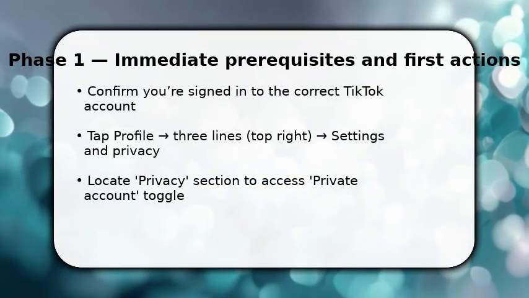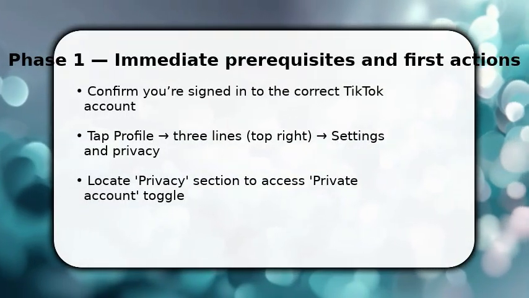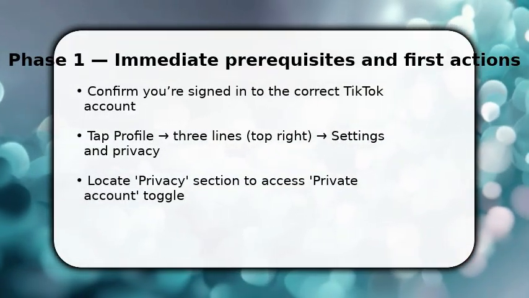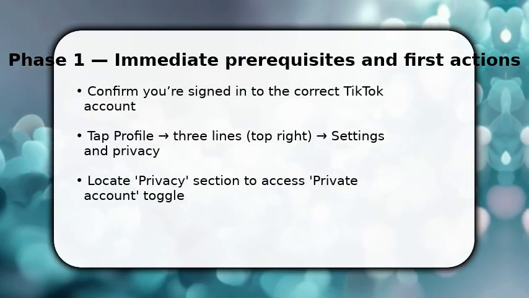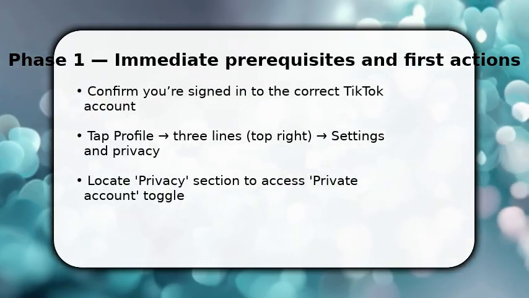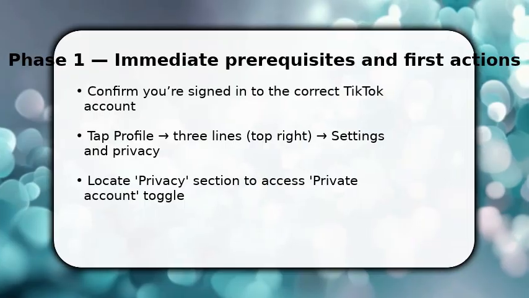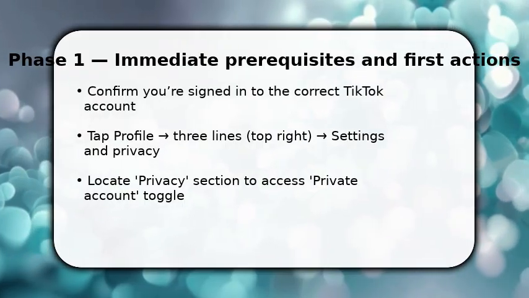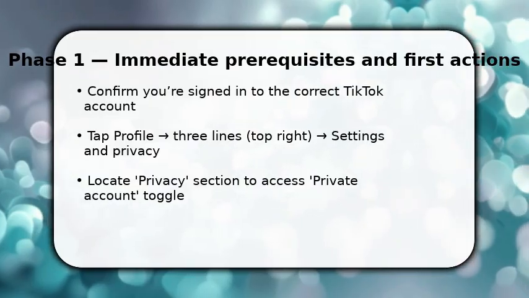You start by confirming you're logged into the exact TikTok account you want to change. Once signed in, tap Profile, then the 3 lines at the top right to open Settings and Privacy. Scroll down to the Privacy section. This is where TikTok controls who sees your videos.